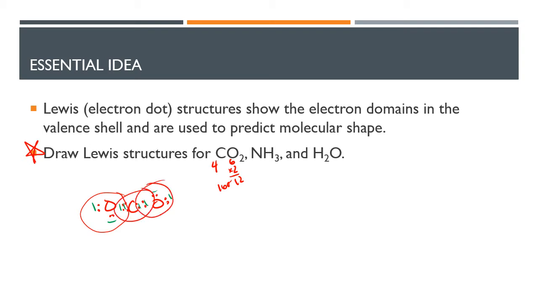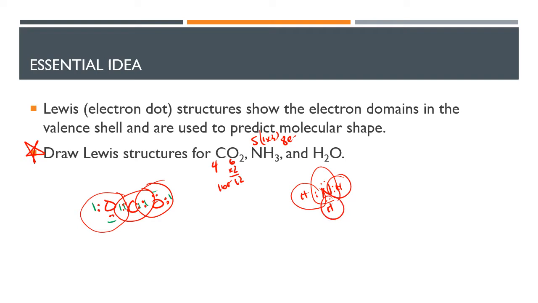Let's do NH3, N in the middle, H around the outside. Nitrogen has 5 valence electrons. Each of those hydrogens has 1. 1 times 3 is 3. Add those up and we get 8 electrons. Of course, we're going to start with 2, 4, 6 between nitrogen and hydrogen. And that last pair is going to go on the nitrogen because hydrogen already is stable at 2. So now everybody has a full octet, or duet, if you will.